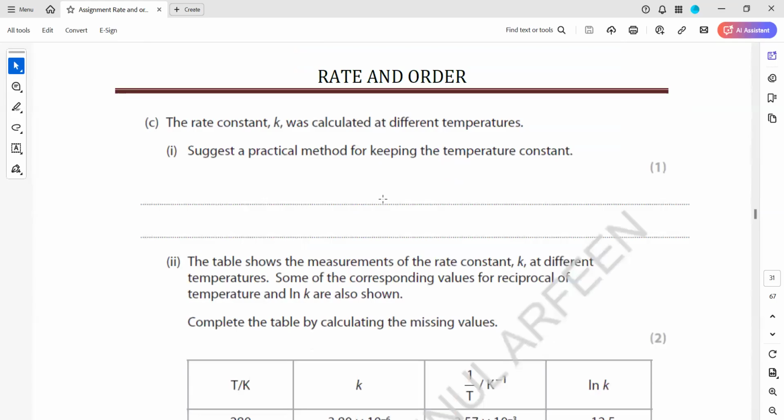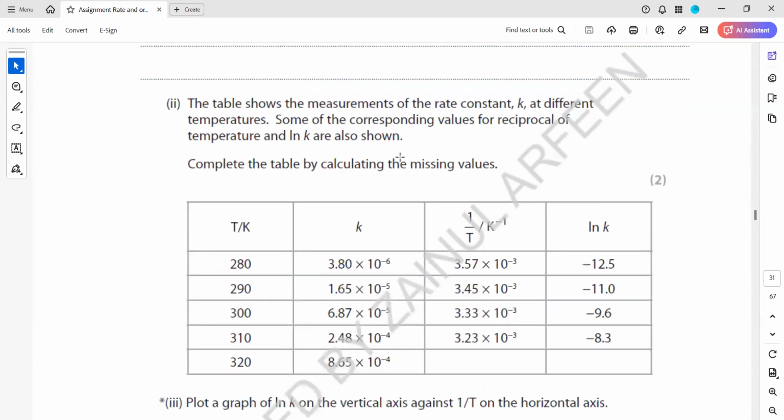The rate constant K was calculated at different temperatures. Suggest a practical method for keeping the temperature constant. How can we keep the temperature constant? Water bath. So we can use a water bath. If you want to maintain a very low temperature, we can use an ice bath. Even an oil bath is also acceptable. Ice bath is acceptable.